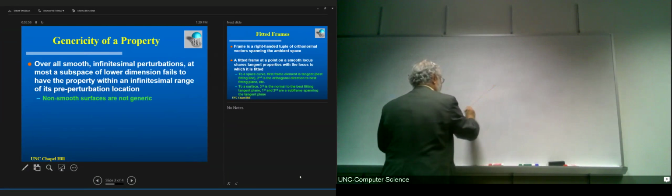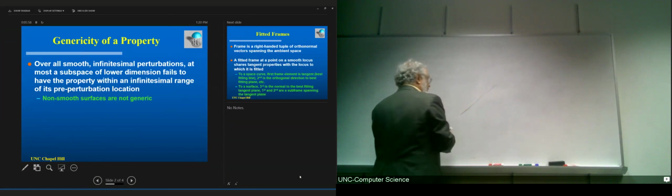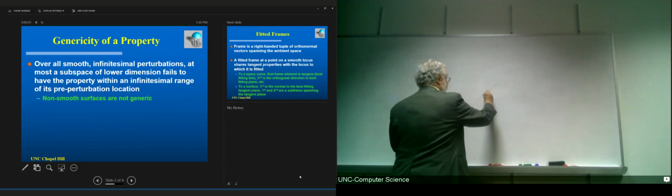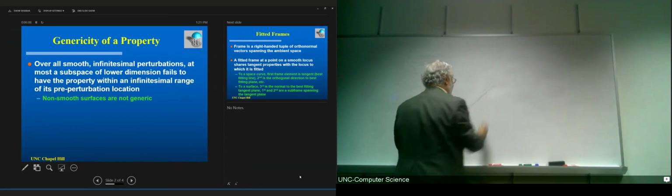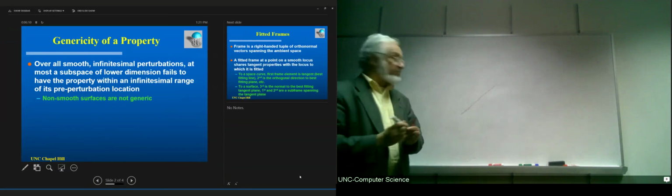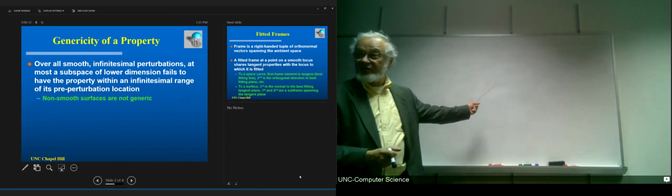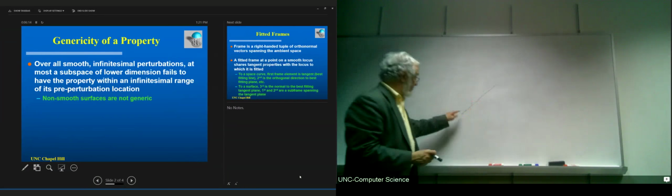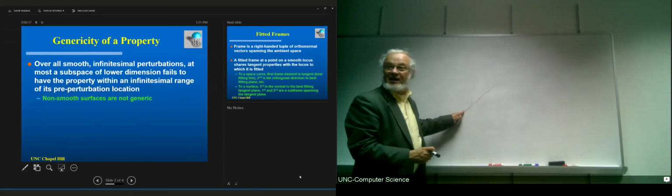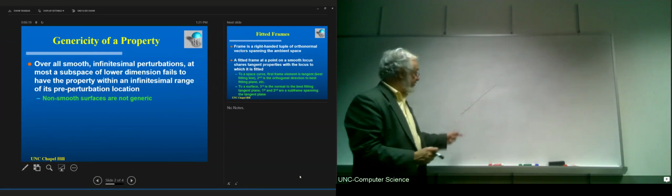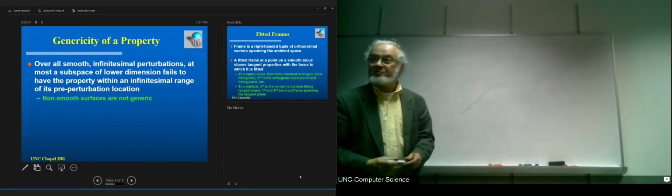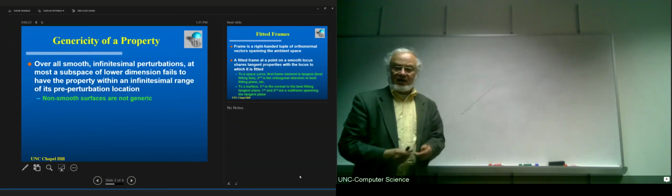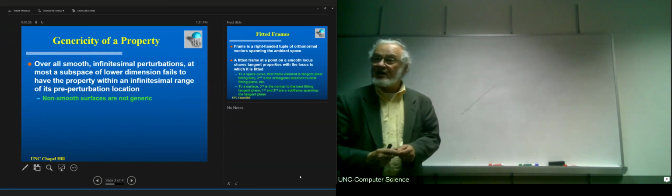if I have this line or this curve in space, then that might be a smooth perturbation, but it's not infinitesimal, right? The difference between the line and the perturbed line is a smooth function. Is a function that you can take all derivatives of any order. Is that clear? Yes. Good.